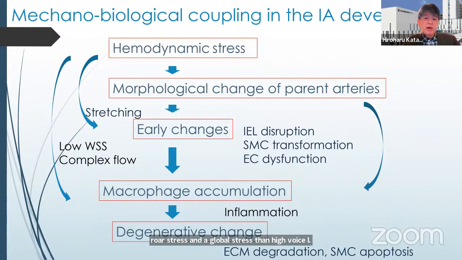In this slide, I summarize what we know now. Hemodynamic stress causes the morphological change of the parent artery, which results in macrophage accumulation in the vascular wall. At the same time, hemodynamic stress provides stretching forces to the artery and causes early change of aneurysm formation. And later, another hemodynamic stress, including low wall shear stress and complex flow, further promotes the macrophage accumulation in the vascular wall. Accumulated macrophages promote inflammation and degenerative change in vascular walls.